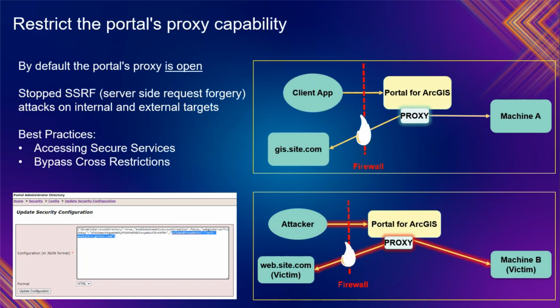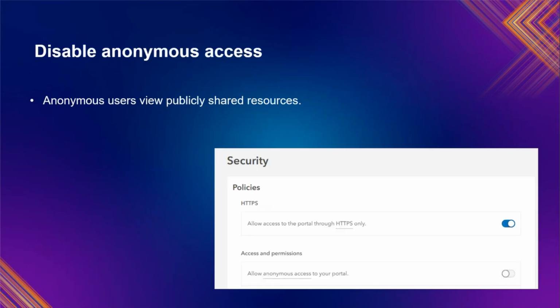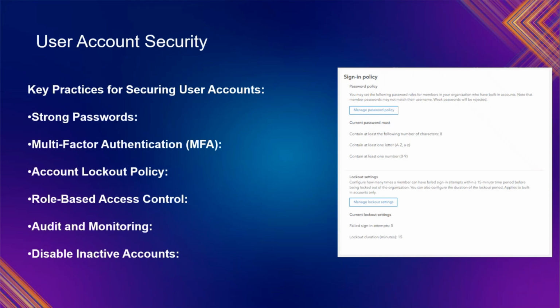Now, the restrict portal proxy capability. By default, this proxy capability is enabled. To protect your ArcGIS Server from attacks like SSRF attacks, it is recommended to restrict this. To do so, you have to specify your ArcGIS Server URLs, which will allow communication only from those servers. Anonymous user, as my colleague said, you might have shared some content publicly by mistake, so it is suggested to disable the anonymous user account so they do not access your content.